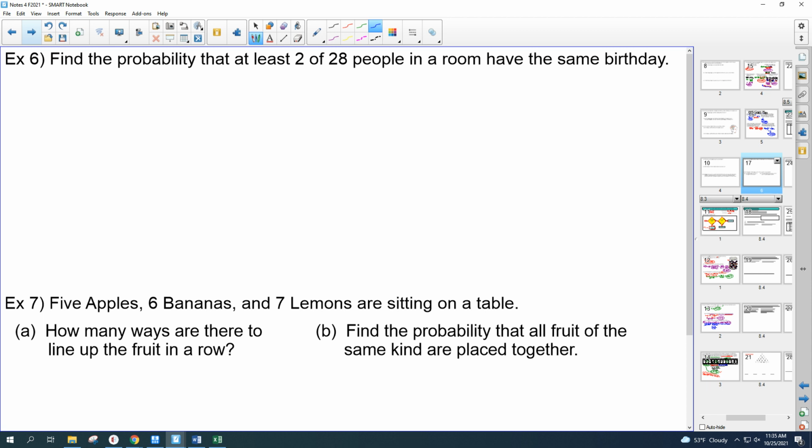How many are in this room? 2, 4, 6, 8, 10, 12, 14, 16, 18, 20, 22, 24, 26, 27. We've got 27 in this room, so it's a pretty similar type deal. Would you expect at least 2 of us to have the same birthday in this room? Probably not. What do you think the probability of at least 2 of us having the same birthday in this room? Just give me a number between 0 and 100.